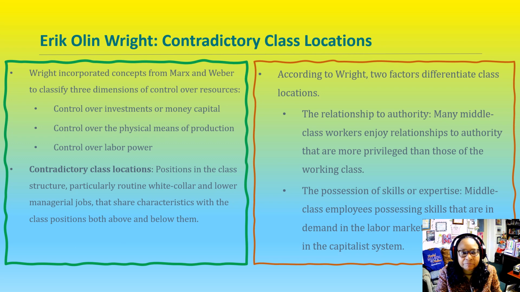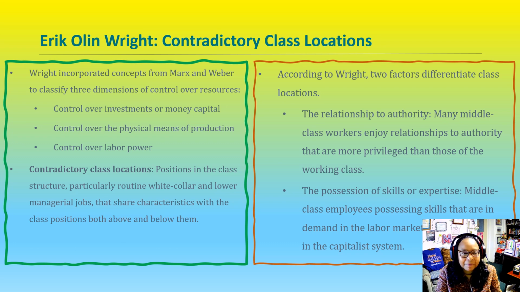Erik Olin Wright looks at contradictory class locations. Wright incorporates concepts from Karl Marx and Max Weber, and he classifies three dimensions of control over resources: one, control over investments and money or capital; two, control over physical means of production; and three, control over labor power.